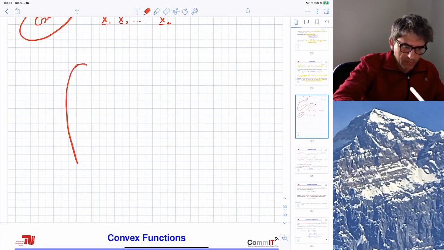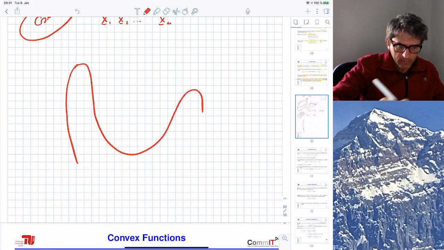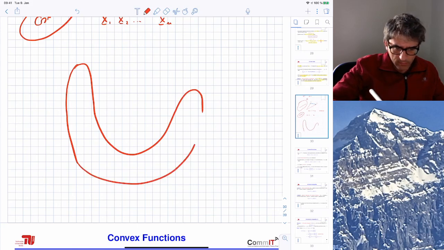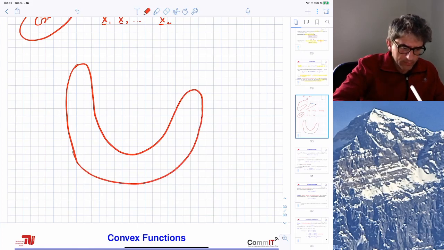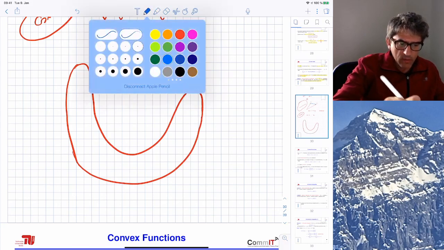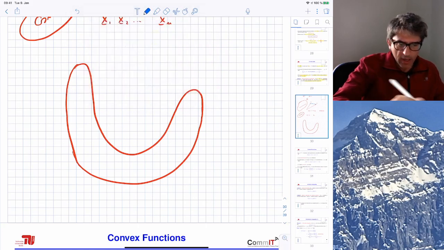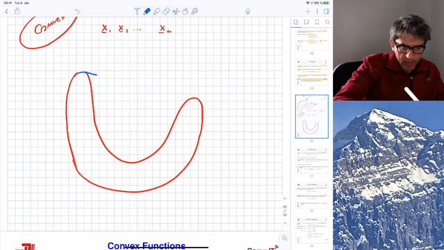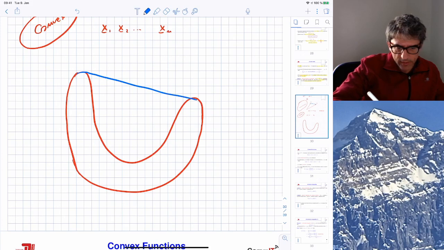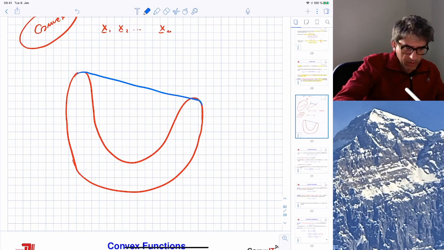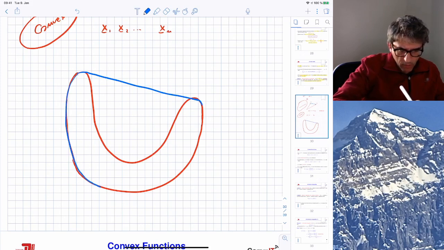So suppose that we have this banana, and let's construct the convex hull. Qualitatively it is going to be basically something like this. Right? I'm not very precise, but you can imagine. So it's going to be the smallest convex set that contains the banana.